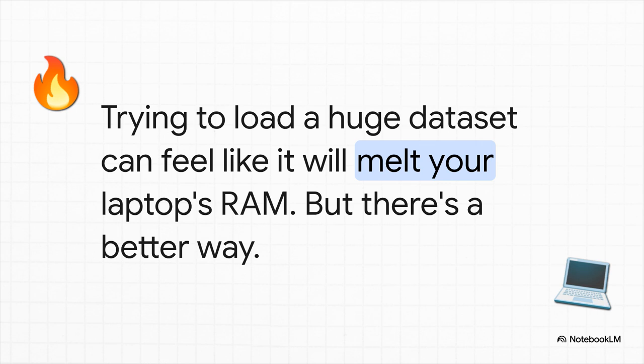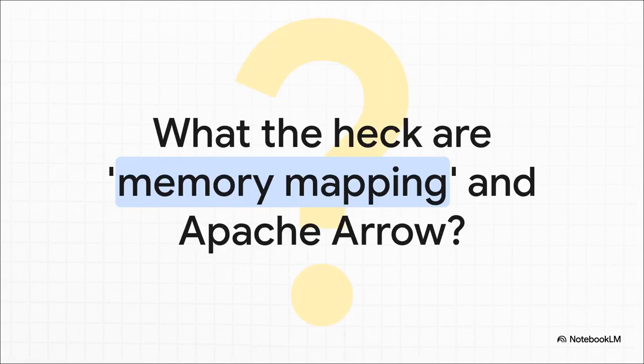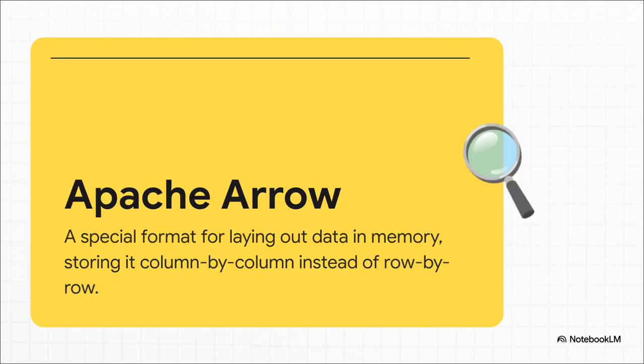But it turns out the Datasets library has a much, much better way. The secret lies in two incredibly powerful technologies that are working quietly behind the scenes. One is called Apache Arrow, and the other is a technique called memory mapping. These are your secret weapons for taming that memory monster. So, first up, what even is Apache Arrow?